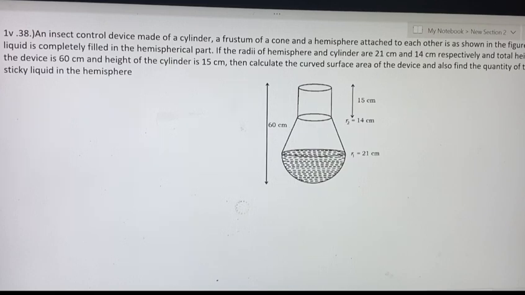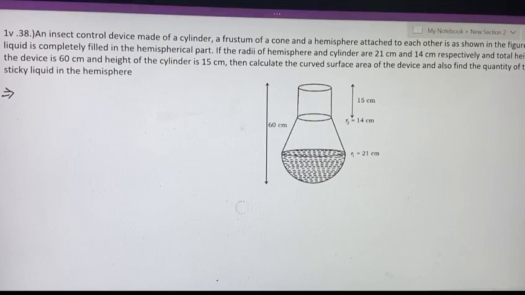This is what we have got to know from the given data. Now I'll just start writing. They asked us to find the curved surface area of the entire device, the CSA of the device.